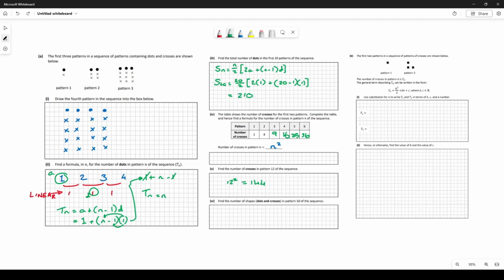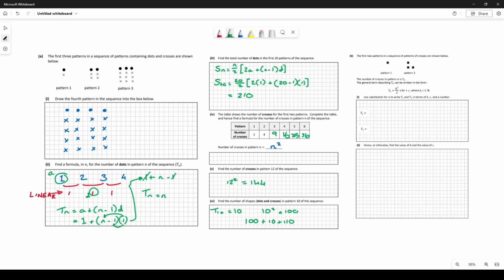Find the number of shapes, dots, and crosses in pattern 10 of the sequence. So what I'm going to do is we have to find them separately. For dots, do you remember we said all the way over here that the Tn formula for dots was just N. So if I want to find T10, I would just sub 10 in everywhere I see N, and it would mean that there are 10 dots in the 10th one. If I want to find out how many crosses there are in the 10th one, I'd follow this pattern up here and just say it's 10 squared, which is 100. Now if they want to combine the number of shapes, it's just 100 plus 10, which is 110.